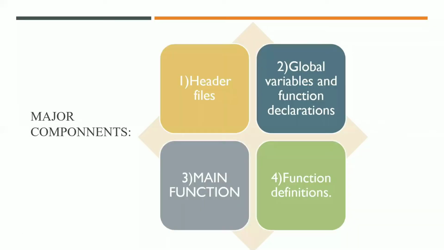The very first lines of a program consist of header files. Then it will be followed by global variables and function declarations. Then comes the main function where the C program execution starts, followed by function definitions. So there are four major components in a C program. Those are header files, global variables and function declarations, main function and function definitions. So let us see one by one.